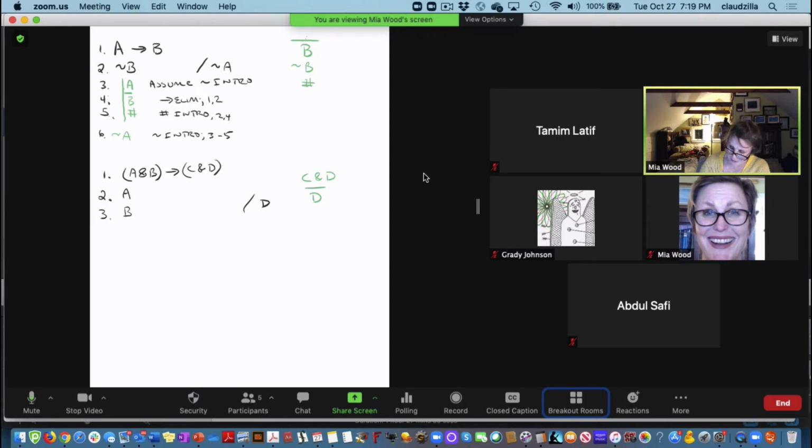But before we can get C and D, we have to affirm the antecedent. So we need A and B so that we can dismantle that conditional to get C and D. So this antecedent A and B has to be affirmed. Well, how do we do that? Okay, we build the antecedent. We conjoin lines 2 and 3. So conjunction intro from lines 2 and 3.